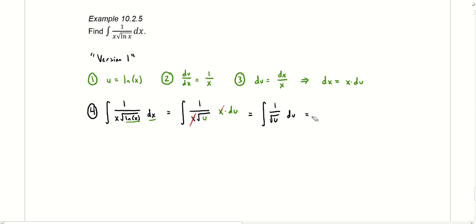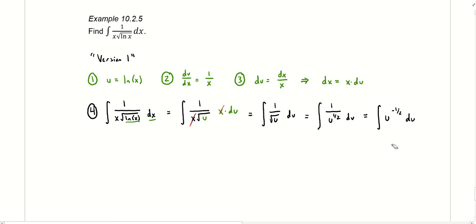Now let's see if we can make this something that looks a little bit easier to integrate, because right now that integrand still doesn't look very nice. But if I remember my square root function, I can rewrite that as u to the 1/2. And since it's on the denominator of a function like this, I can rewrite this as the integral of u to the negative 1/2. And now this is a lot easier for me to integrate.